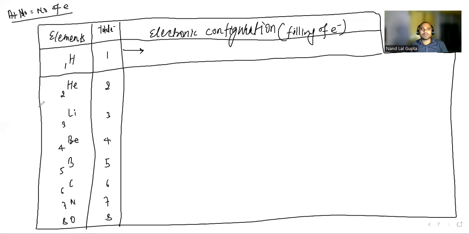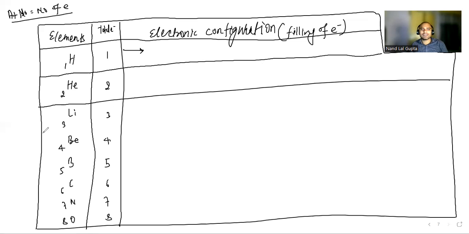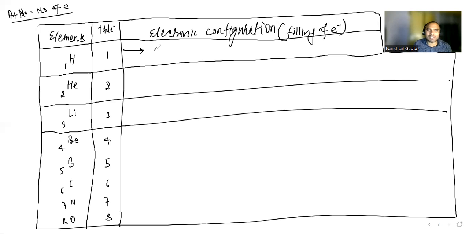What will be the configuration of hydrogen? 1s1. In orbital, which orbital? 1s1. This is just for electron configuration. What about helium? 1s2. Lithium.